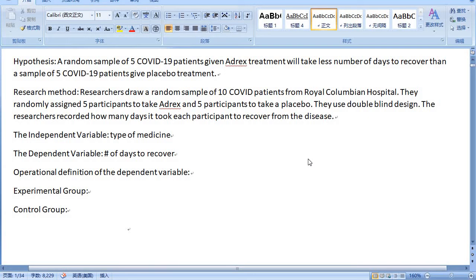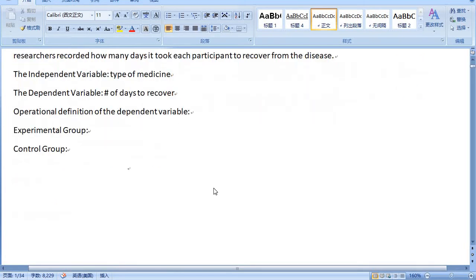Of course, somebody must keep track of what kind of medication each patient actually takes. There are researchers who are in the know, but the researcher who is doing the hands-on work, collecting the data, must be kept in the dark. This is what we call double-blind design or double-blind procedure. The patient is blind to the treatment conditions, and the researcher collecting the data is also blind to the treatment conditions each patient receives.